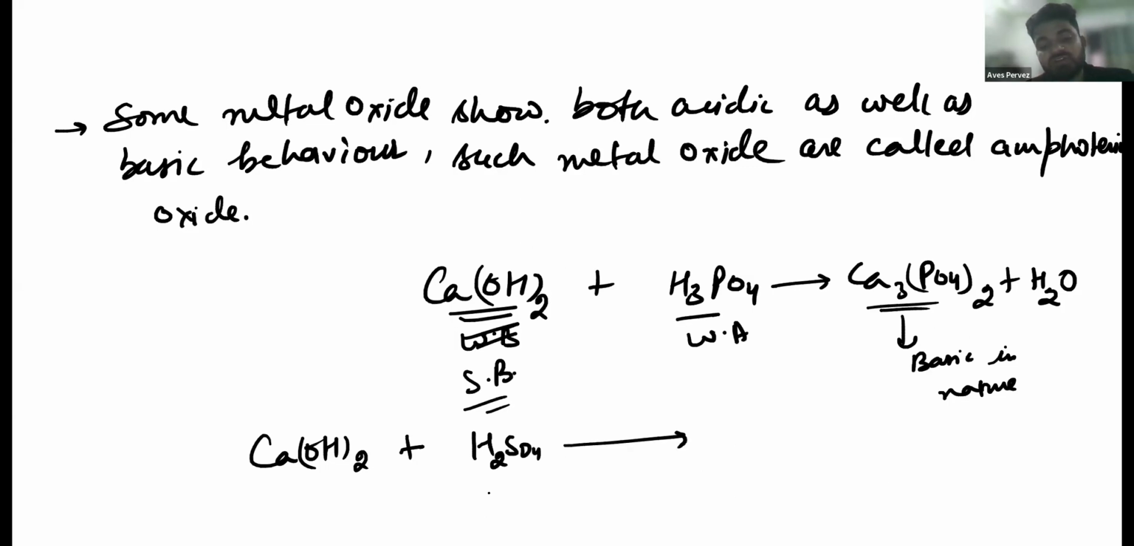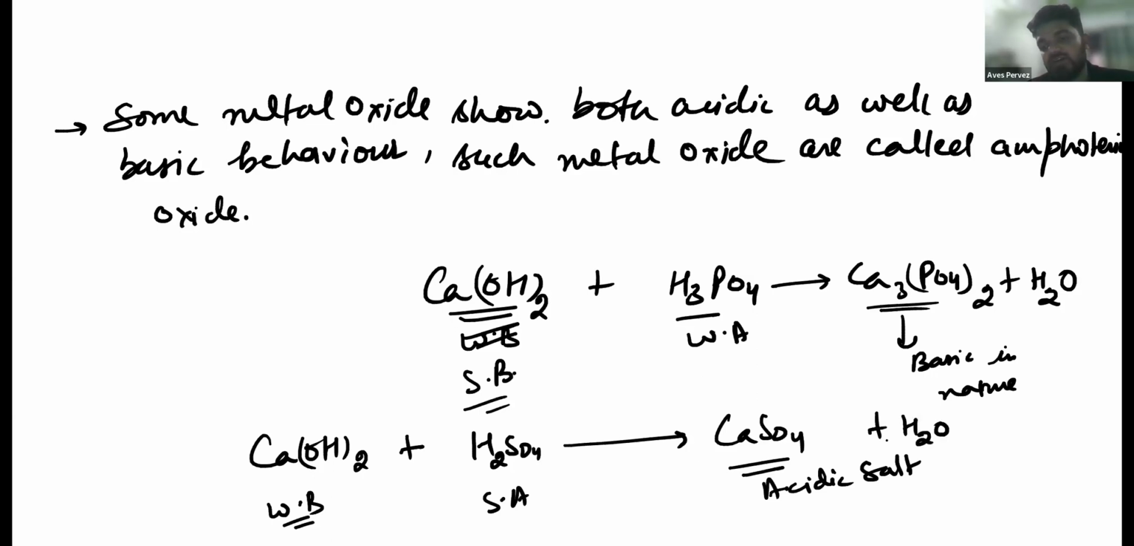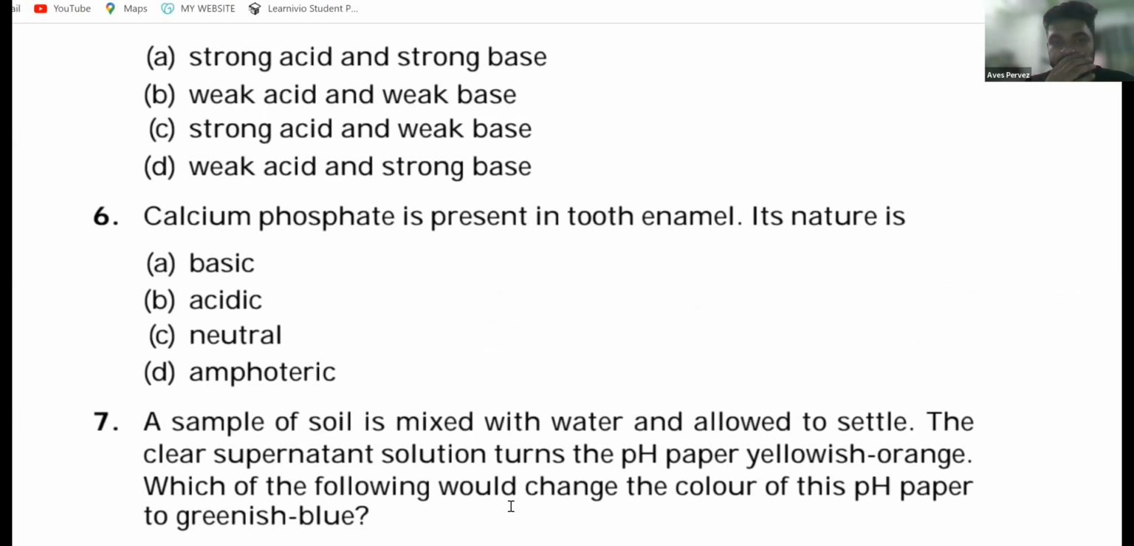Okay, now you know H2SO4 is a strong acid. So in front of a strong acid, it behaves as a weak base, and it will be calcium sulfate, CaSO4. This is an acidic salt, acidic salt. Okay, so we have discussed this in the previous class. Note down this statement here: calcium phosphate is present in tooth enamel, which is basic in nature.